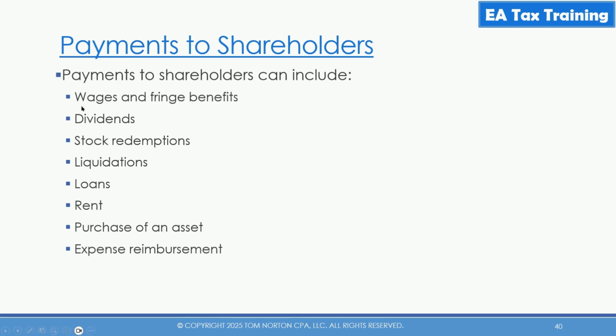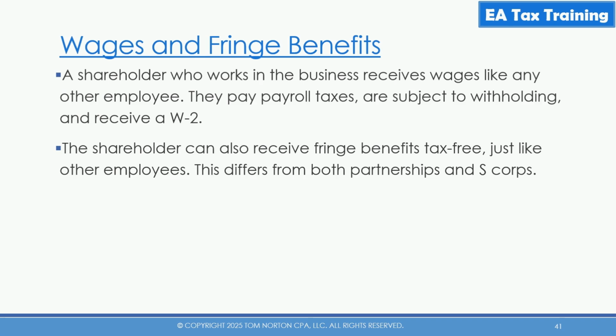But we are going to talk about the rest of these. Wages and fringe benefits. A shareholder who works in the business receives wages like any other employee. They pay payroll taxes, they're subject to withholding, they receive a W-2. So this is different than with a partnership or a sole proprietorship.